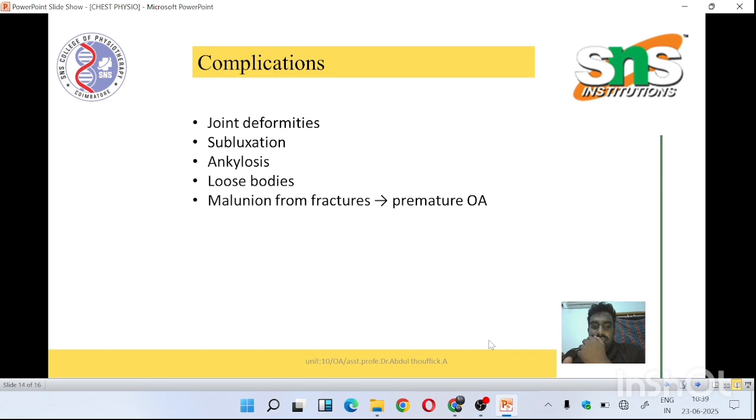What are the complications? If left untreated, OA can lead to joint deformities, ankylosis, loose bodies, secondary fractures, and earlier OA in the nearby joints.